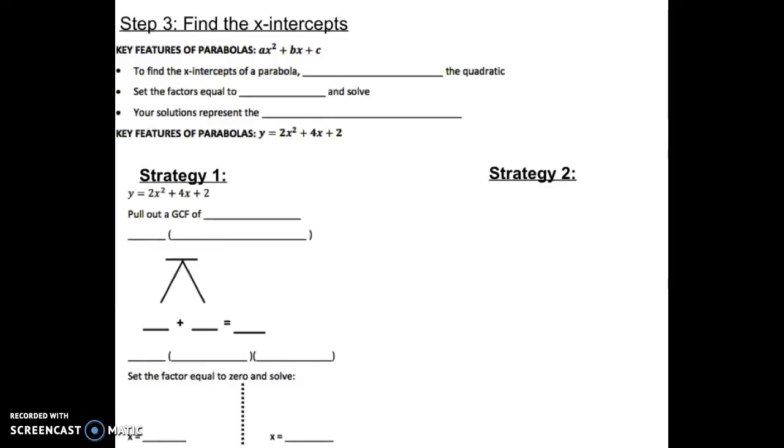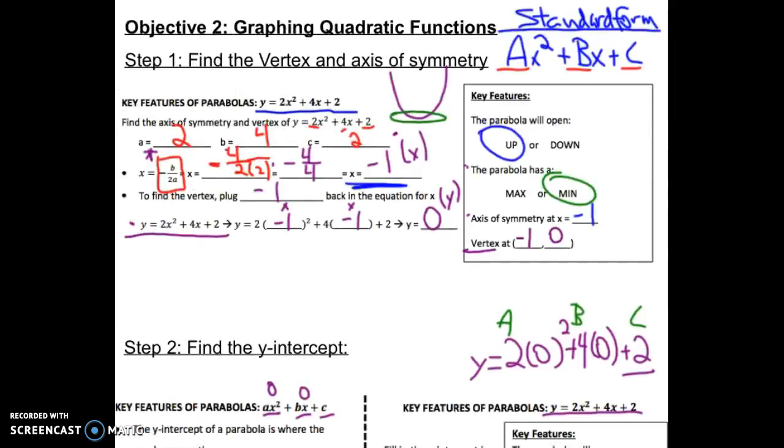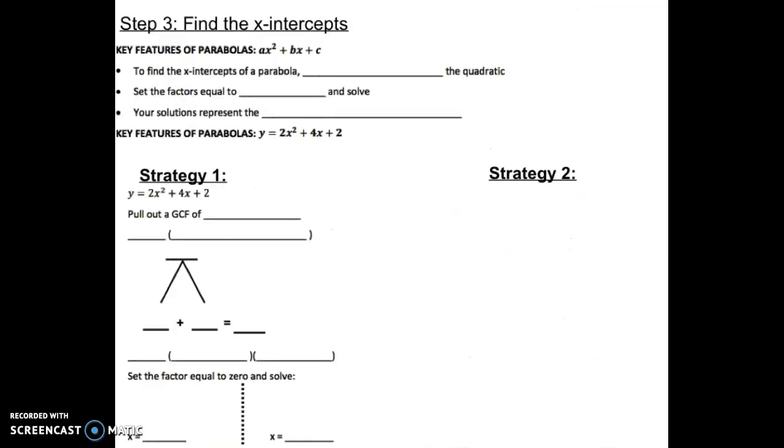Step 3 of drawing or graphing a quadratic function. So far we have done steps 1 and 2. We found the vertex and we found the y-intercept. So if you don't know how to do steps 1 and 2, you need to go back and watch that video.